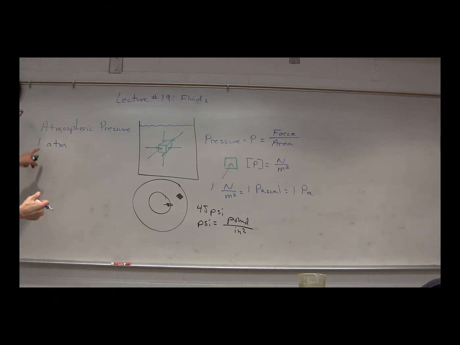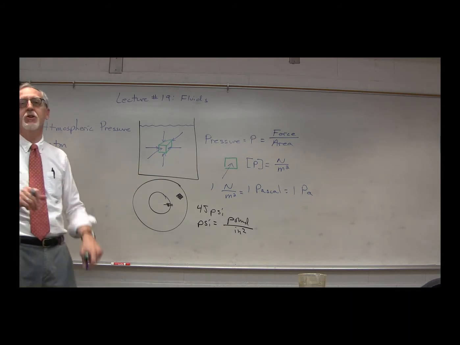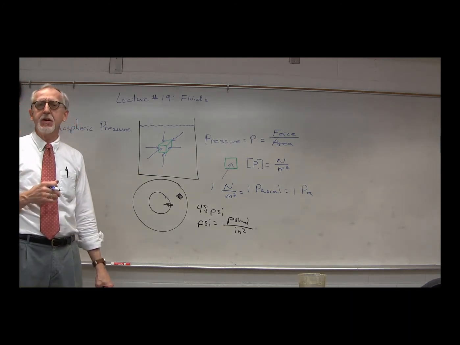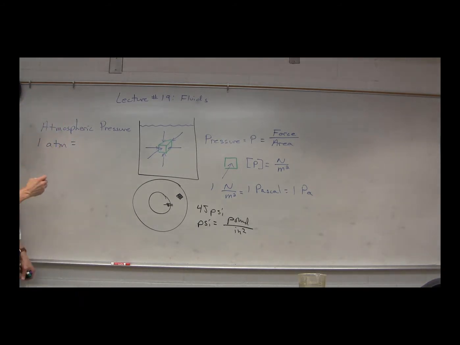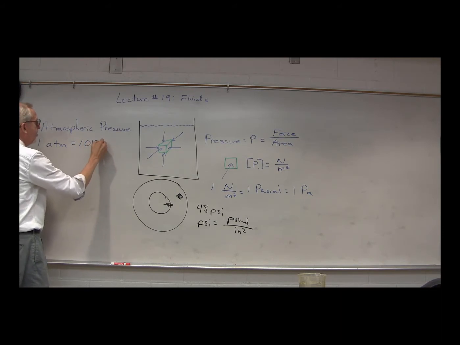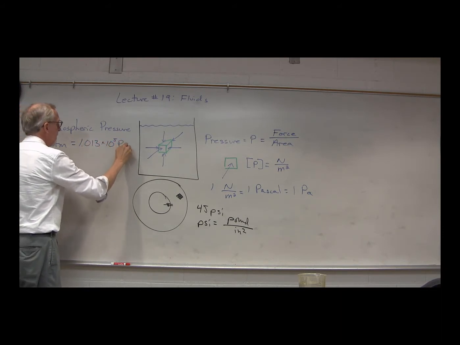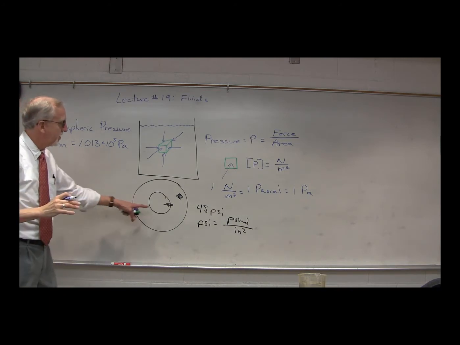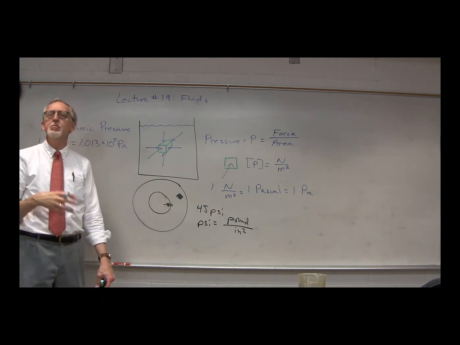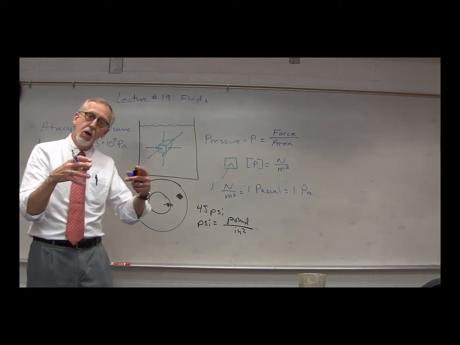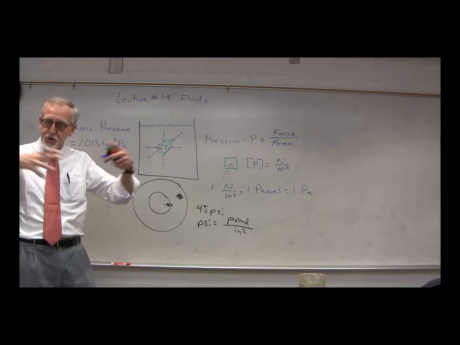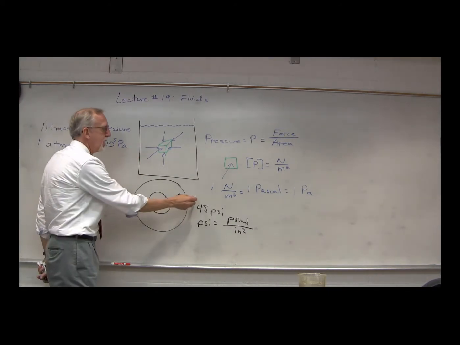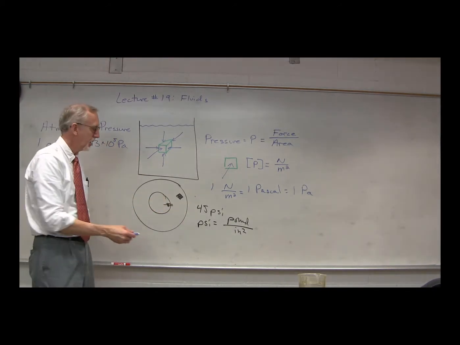So 1 ATM stands for 1 standard atmospheric pressure. It's kind of the average pressure that the Earth's atmosphere is pushing on us down here at sea level. It has a value of 1.013 times 10 to the 5th pascals. So, back to the tire. If your tire was completely deflated with no extra pressure pushing out, then you'd have 1 atmosphere of pressure on the outside of the tire.